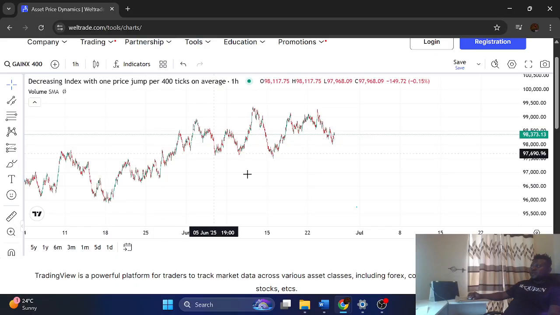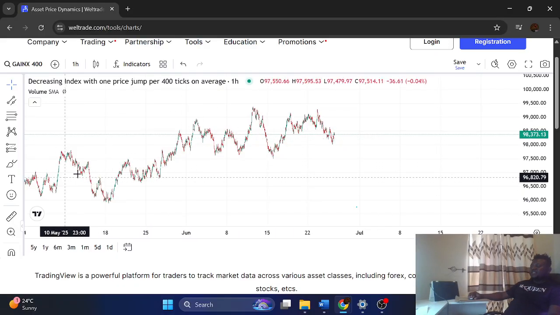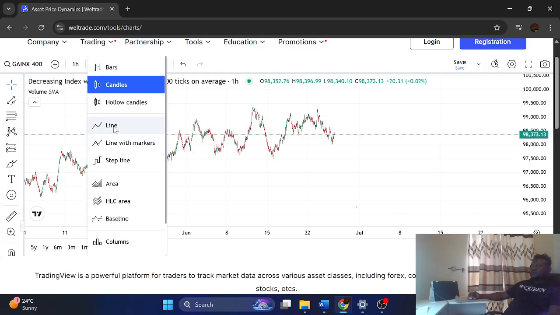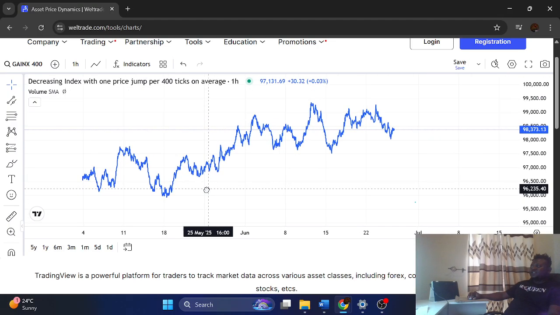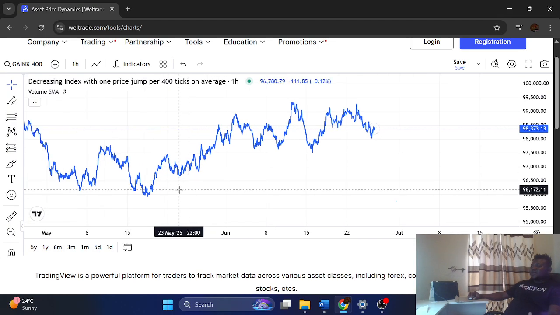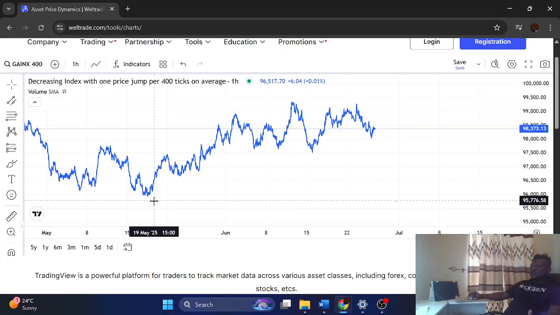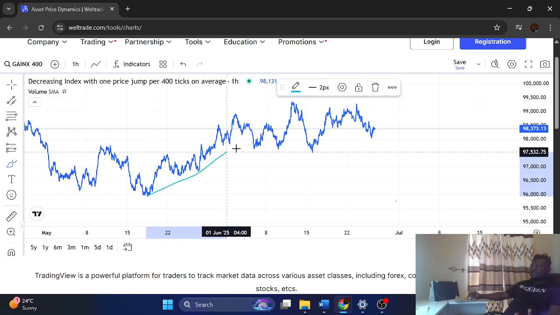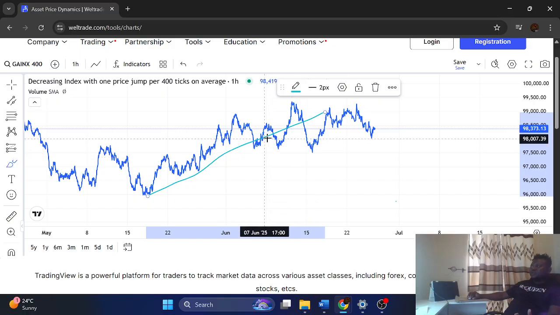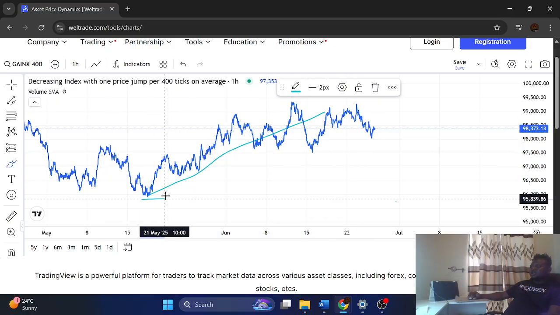So this is Gain X400. If I am going to find the trend, the first thing I'll do is move to the line chart. The reason we use the line chart is to avoid noise, to see where the market closes without those wicks affecting us. So it just makes everything easier. You can tell that this was an uptrend, the market was going up, then it broke this and started going down.